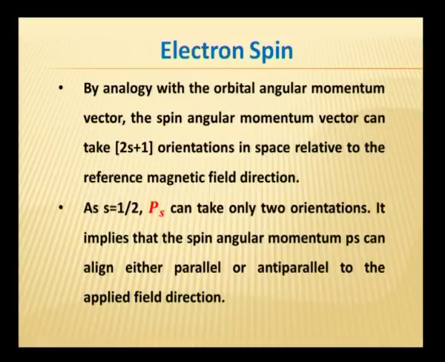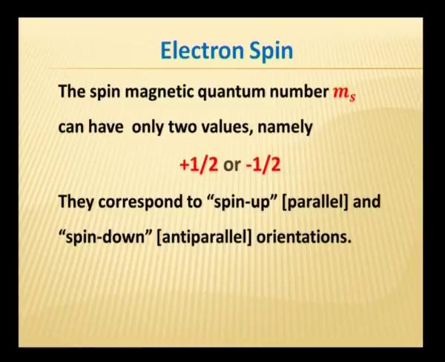When L is 1, ML will take 3 values. What are the 3 values? The integral values. When L is 1, ML will take 2L plus 1 values. 2L plus 1 means 2 into 1 plus 1, 3 values, namely minus 1, 0, plus 1. These are the ML values. Similarly, if S is half, MS will take 2S plus 1, that means 2 values, either plus half or minus half. That is what I am showing here. MS will take 2 values, plus half and minus half.